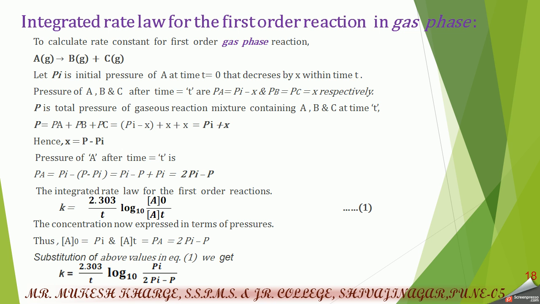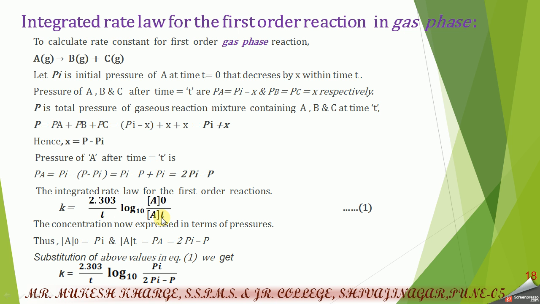Now if we substitute this value of x in the pressure of A after time t, then Pa is equal to Pi minus x, which is Pi minus (P minus Pi). So what we get is Pi minus P plus Pi, which is nothing but 2Pi minus P. Now, our integrated rate law for first order reaction: k is equal to 2.303 upon t log to the base 10 of concentration A0 upon At.